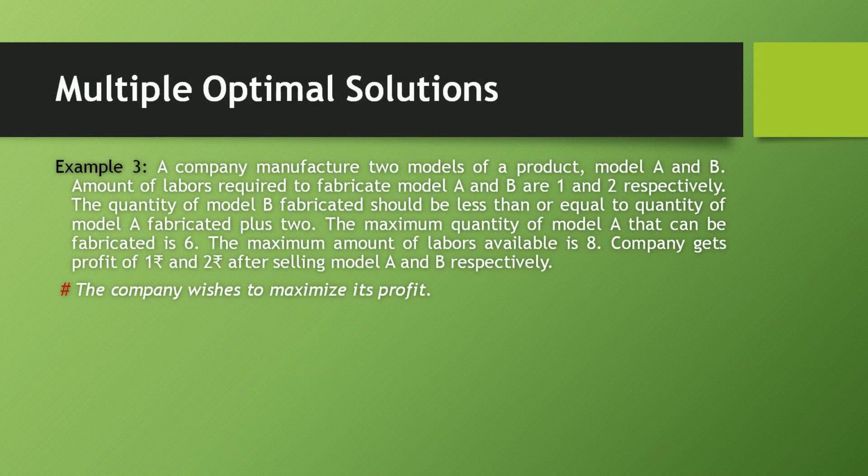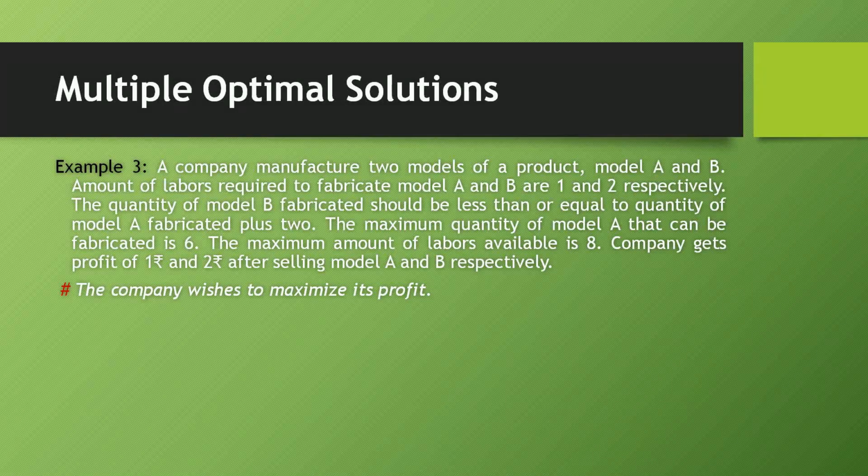A company manufactured two models of a product, model A and B. Amount of labors required to fabricate model A and B are 1 and 2 respectively. The quantity of model B fabricated should be less than or equal to the quantity of model A fabricated plus 2. The maximum quantity of model A that can be fabricated is 6. The maximum amount of labors available is 8.